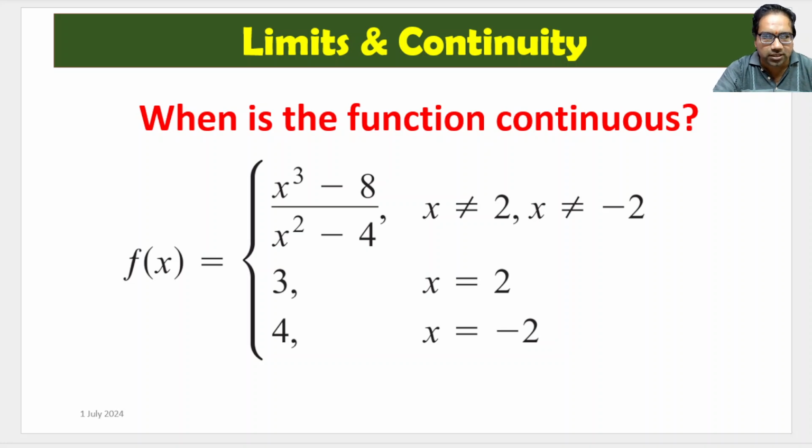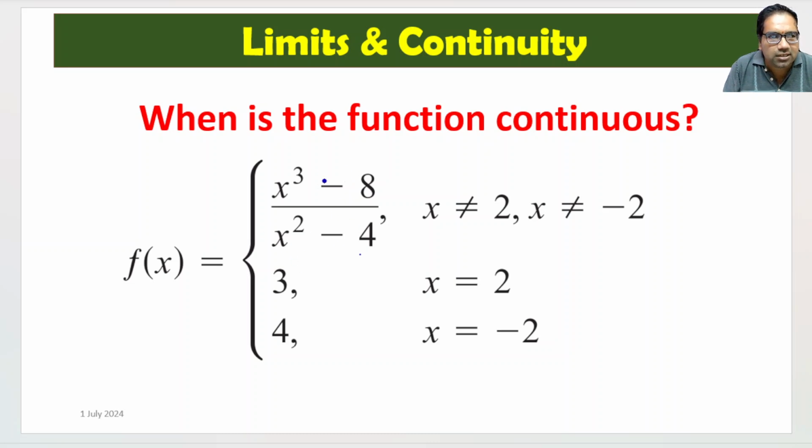When is this function continuous or discontinuous? We have x square minus 4 in the denominator. This is what we have to be careful about, because when x equals 2 or when x equals minus 2, this becomes 0, right? Now, is there a limit to this function?